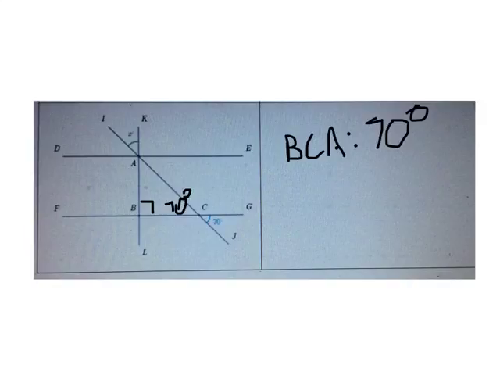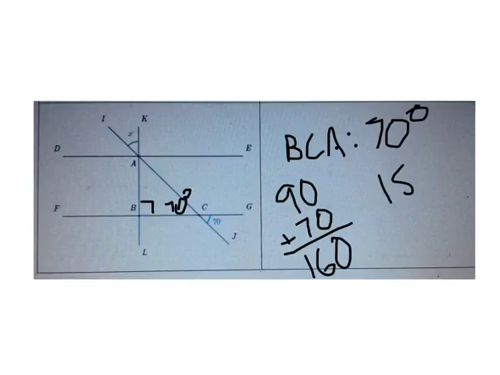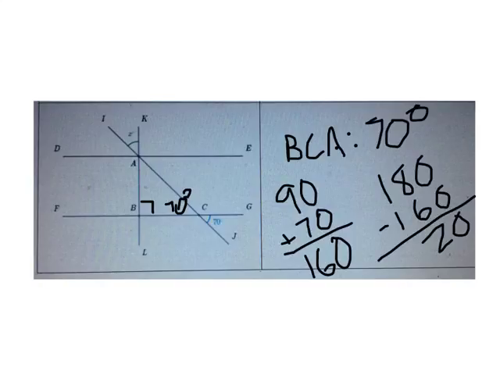Now, I know that X is vertical to angle BAC. So if I can find angle BAC, I can find X. BAC is the third angle in a triangle. A right angle is worth 90 degrees, and the other angle is 70. I can add these up and subtract from 180 to find the missing angle. What's 90 plus 70? It's 160. What's 180 minus 160? It's 20. So the missing angle in the triangle is 20. That means X is also 20 because it's vertical.